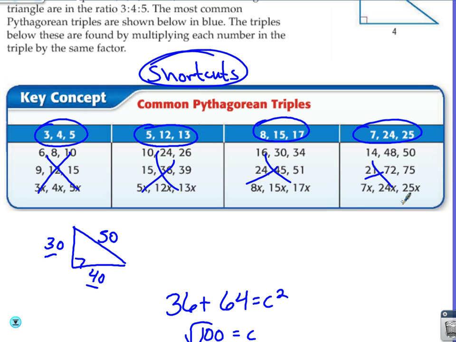Honestly, the other two I don't even know. I don't have those memorized. These are the two that show up most often. 8, 15, 17, and 7, 24, 25 don't show up as often. You can memorize those if you want to. That way, if we run up on one, then you can just swim it. Okay, here we go. Moving on.